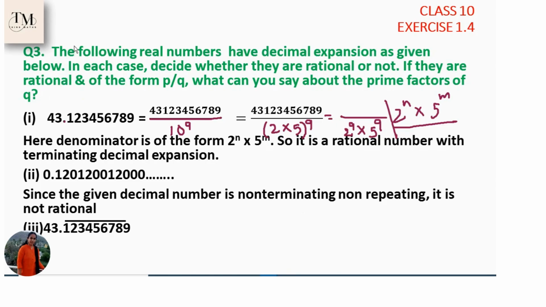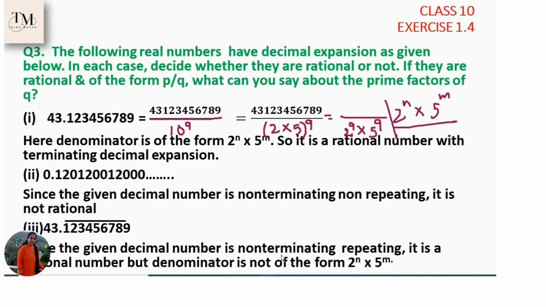Okay. So next number, this is the same as the first one, but here they gave a bar. So this bar means this number is repeated, but it is not terminating. That is non-terminating repeating. So we have also proved that if it is non-terminating and repeating, it is a rational number. But the denominator will not be of the form 2 power n into 5 power m.